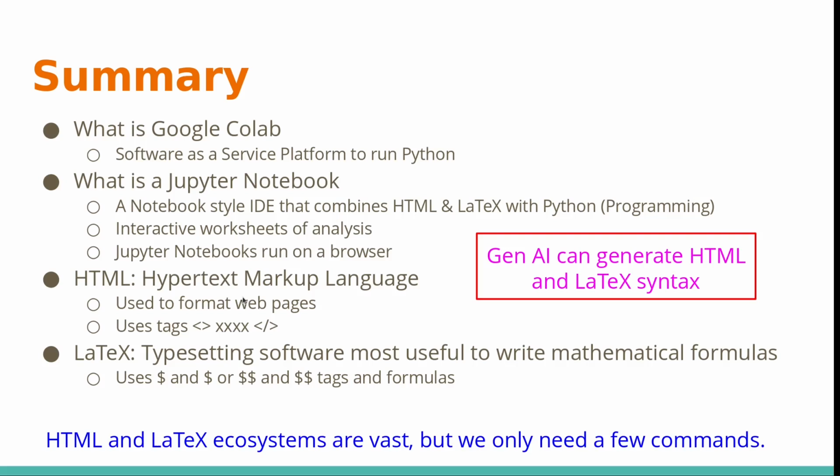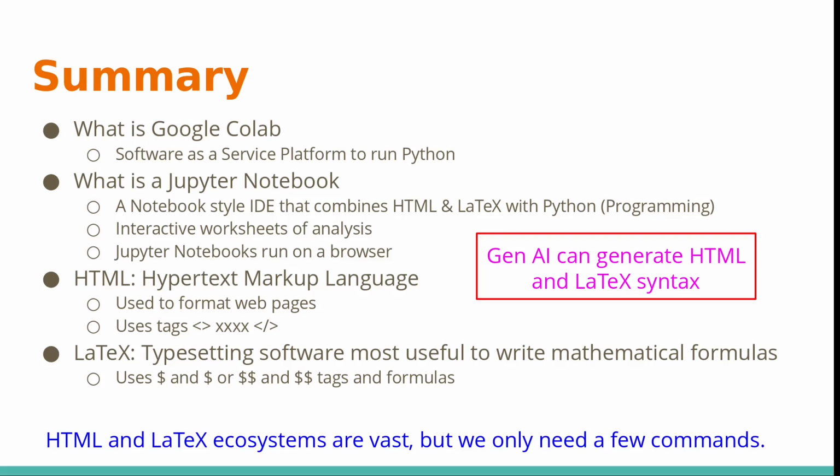So in summary, Google Colab is a software as a service platform to run Python. It makes use of Jupyter Notebook technology to execute Python code or write your Python code. One advantage of Jupyter Notebook is you not just write Python, but you can intersperse it with text boxes using HTML, Markdown, and LaTeX, which adds interactivity to your notebooks or to your scripts.